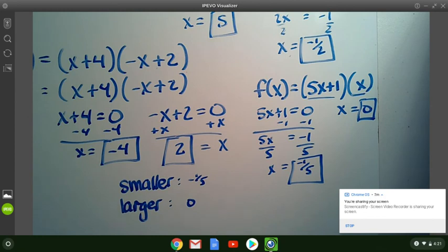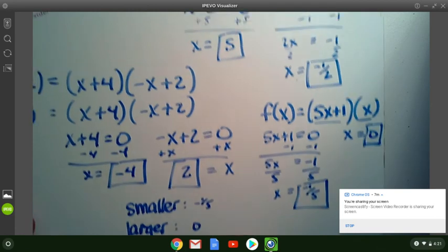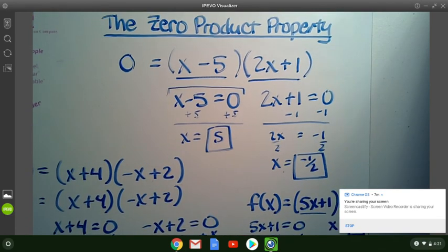That is the zero product property, why it works, how it works, and how we can use it.